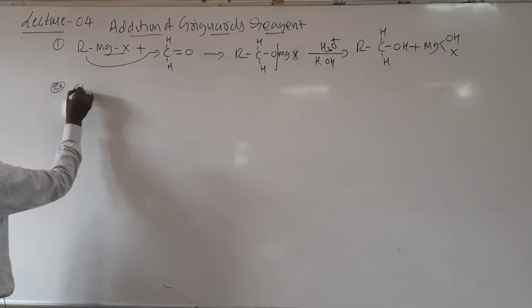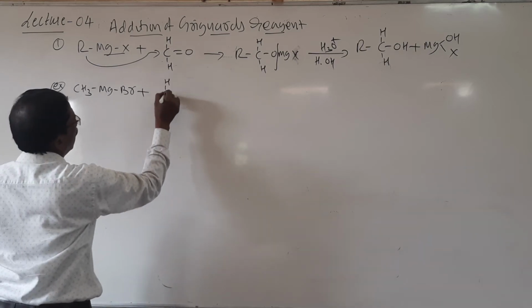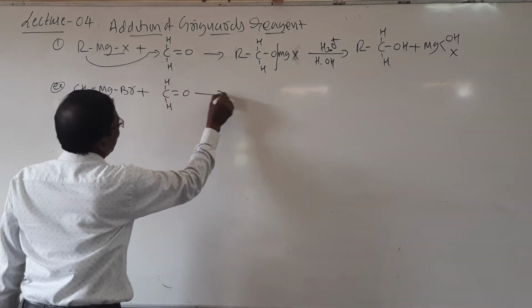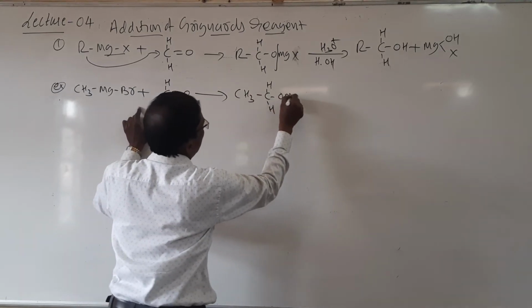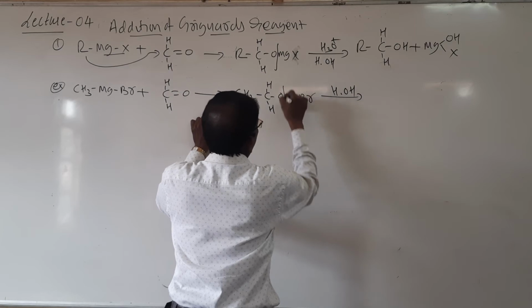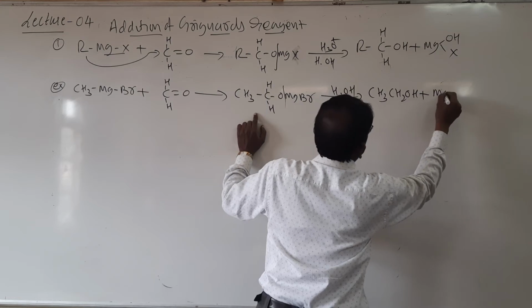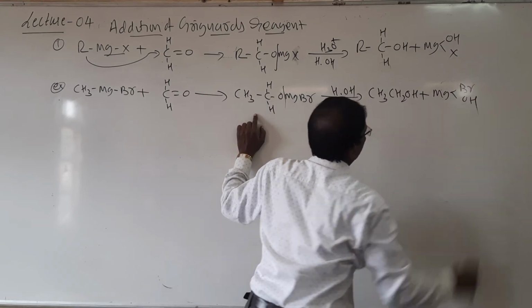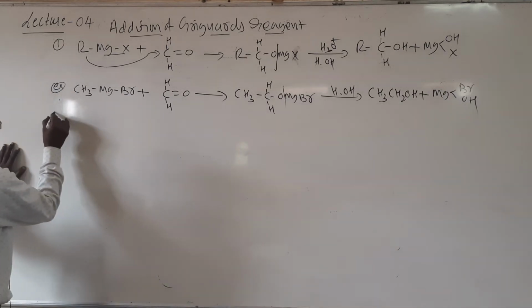And then I will write an example. CH3MgBr plus formaldehyde, the same compound, H H double bond O. It gives here CH3CH2OMgBr, and again on hydrolysis it breaks, it gives CH3CH2OH plus MgBrOH. Look here students, this is the reaction. So it is the reaction where primary alcohols are formed.